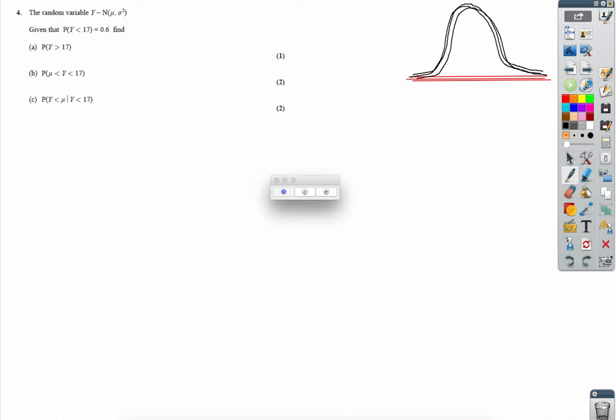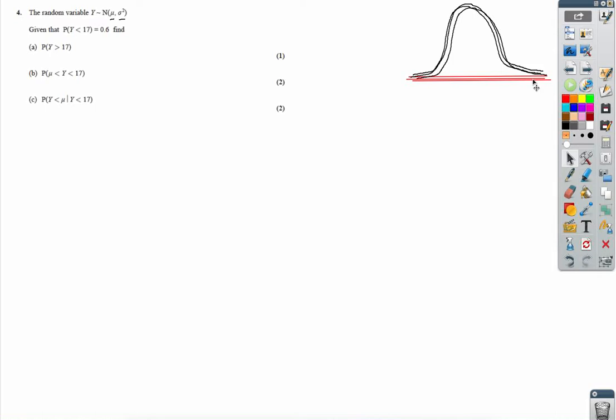So, a bit of normal distribution. There's the big clue: normal distribution. The other nice thing is they're telling you nothing. You've got the mean there. Remember, that's the mean, and that is really important in this question, and your standard deviation. You're not told what either of those are. Given that P(Y < 17) = 0.6, find P(Y > 17).